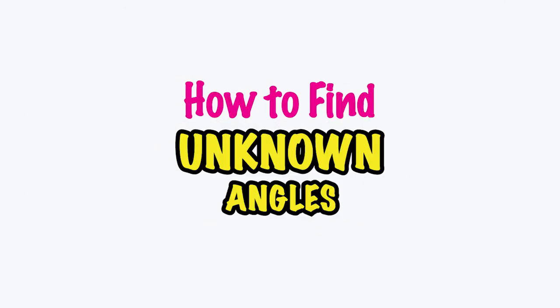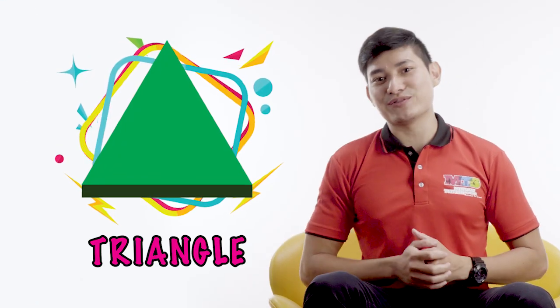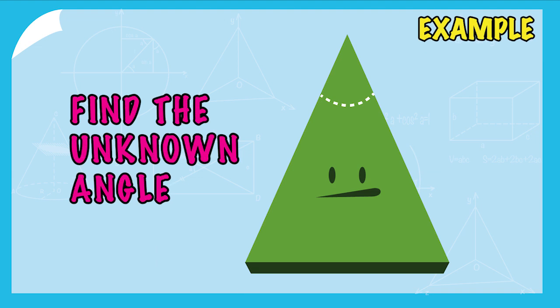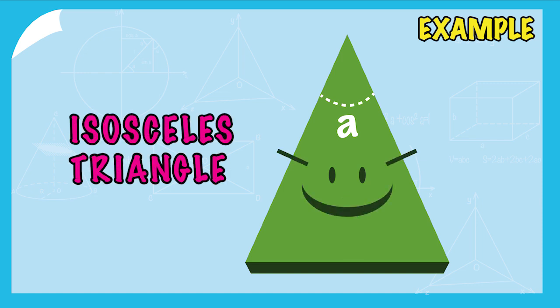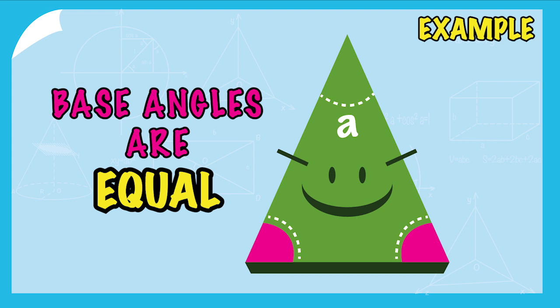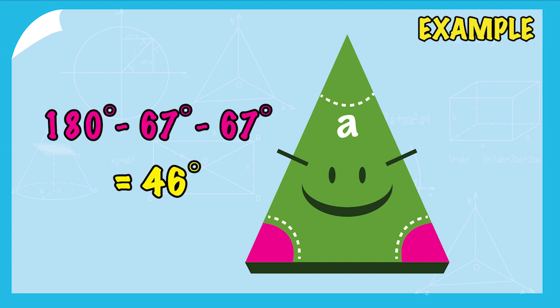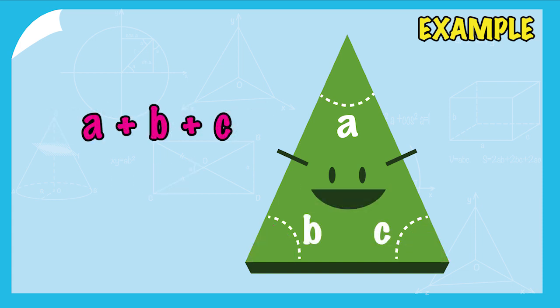How then can we find unknown angles in different geometrical shapes? Let's look at triangles first. Find the unknown angle A. Over here, we have to identify that this triangle is an isosceles triangle. Two ticks represent an isosceles triangle. Hence, the base angles are equal. So, we take 180 degrees minus 67 degrees minus 67 degrees to give us 46 degrees. We also apply the sum of all angles in a triangle, which is equal to 180 degrees.